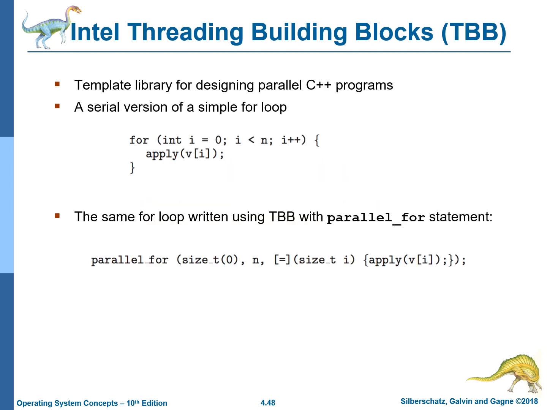Intel Threading Building Blocks is a template library for designing parallel C++ programs. Here is a serial version of a simple for loop. The same for loop is written using TBB with the parallel_for statement.